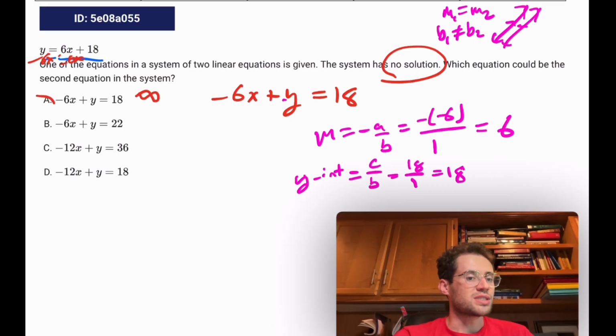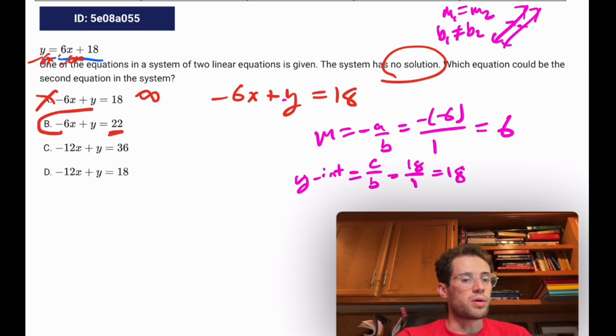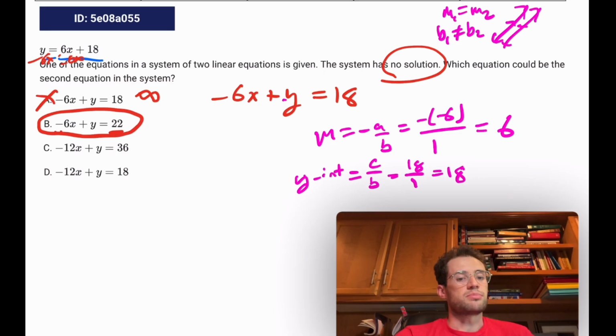It's the same line, so it's not going to be the one with no solutions. Then we have negative 6x plus y equals 22. That's a different c-value, so it will be that. That one will have a y-intercept of 22 with the same slope of 6.